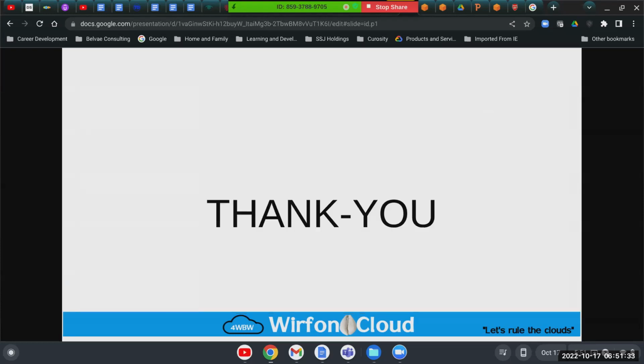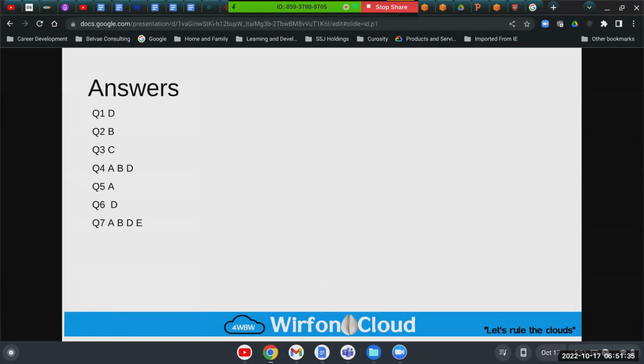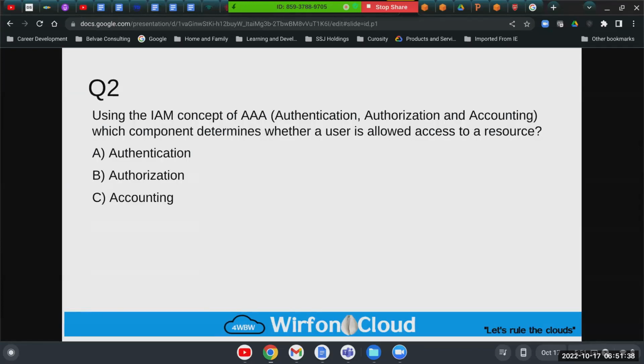So with that being said, right now we can go on to a very brief quiz. Some of you may recall when you were doing identity and access management training the concept of AAA: authentication, authorization, and accounting. So which component determines whether a user is allowed access to a resource?